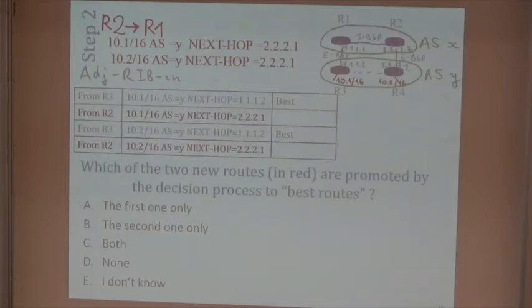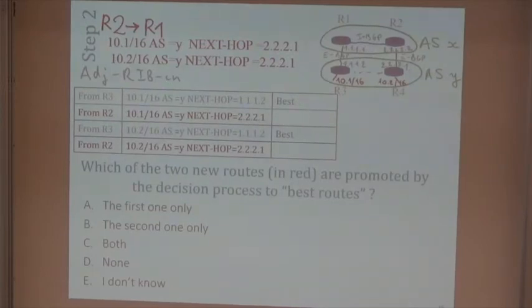And then the last criterion says that eBGP is preferred over iBGP. So this route has been received from R2 over BGP, but from an internal neighbor, so we say it's over iBGP. Whereas this one has been received from an external neighbor. The one received from an external neighbor has priority with this rule, which means R1 will prefer the route it had received from R3. So among those two, R1 will prefer the first one.